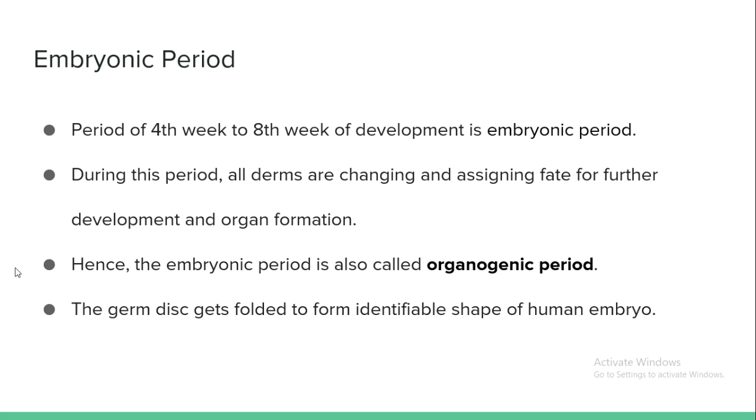Then the germ disc gets folded to form the identifiable shape of the human embryo. In other words, you're looking at the development of the human embryo from the 4th to the 8th week of development.